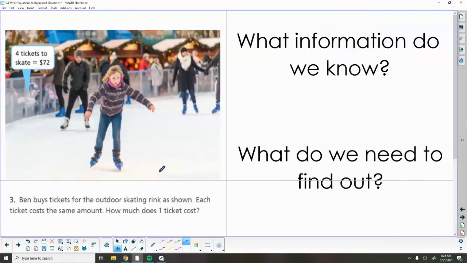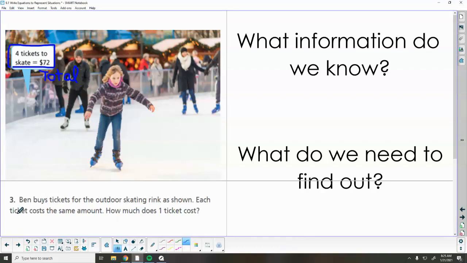Hey, task 3 tells us that Ben is buying tickets for the outdoor skating rink as shown here. So here is what Ben has done. He bought 4 tickets and the total was $72. So 4 tickets were $72, not $72 for each ticket. That would be pretty crazy.